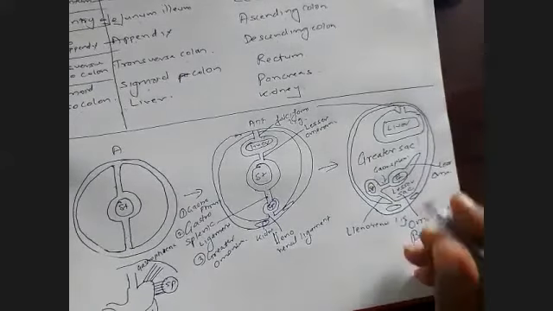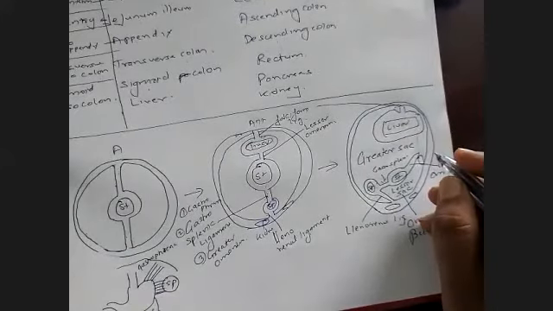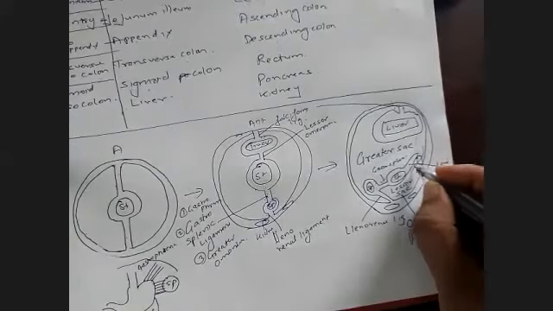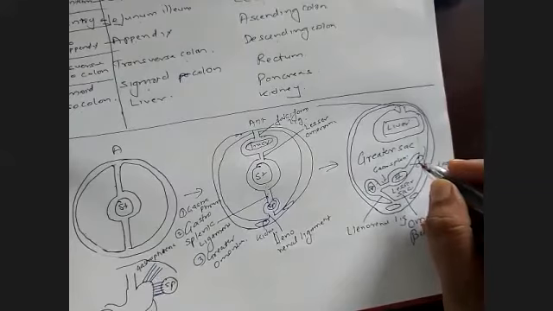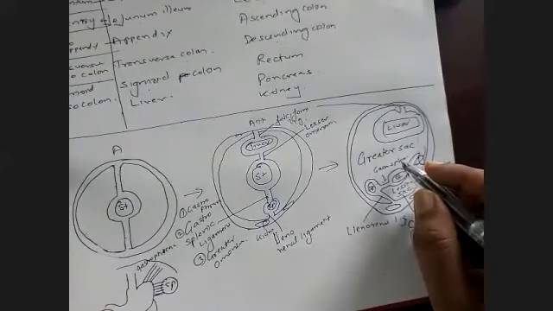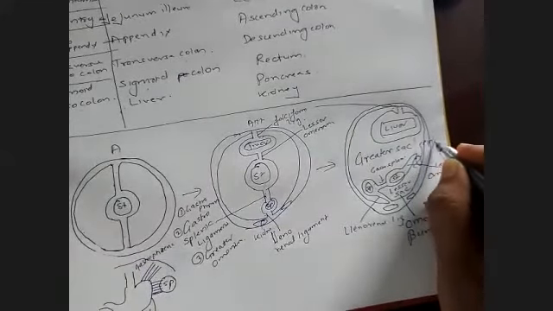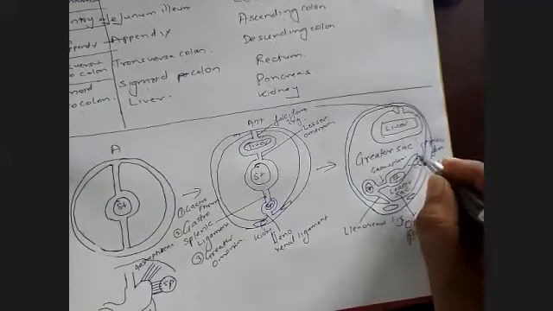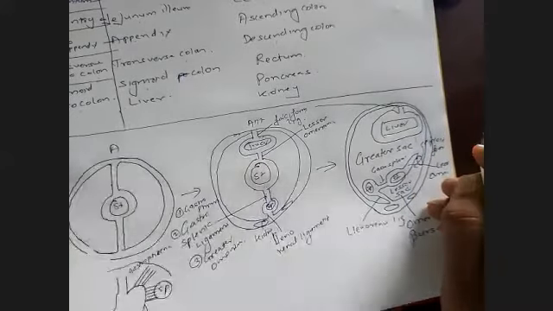And here is the foramen, which is connecting the greater sac to the lesser sac. So this is the orientation of the greater sac and the lesser sac. And this foramen is called the epiploic foramen, through which the greater sac communicates with the lesser sac.